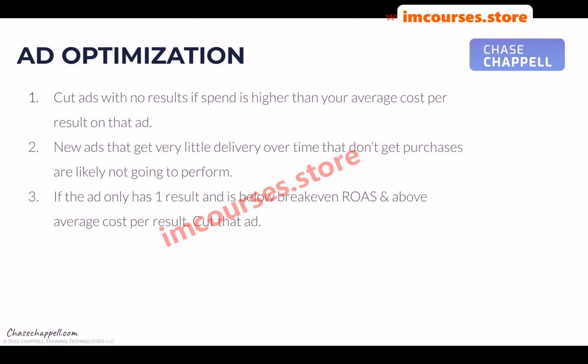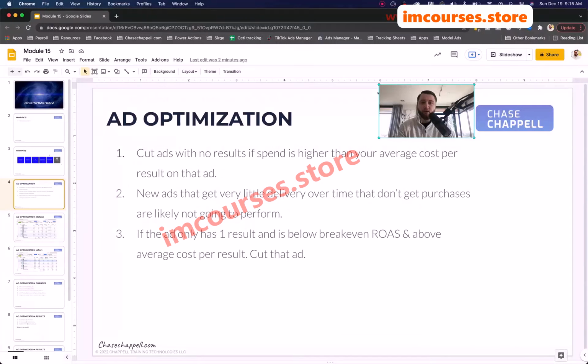And just as a reminder, some of the optimizations that we follow in terms of our rules are cutting ads with no result if spend is higher than your average cost per result on that ad. We also look for new ads that get very little delivery over time because those that don't get any purchases are not likely going to perform. So if you launch a new ad across multiple ad sets and it's getting a couple dollars spend, very little spend across all the ad sets, but when you take the average spend for all of those and combine them and you have no purchases, it's a good indicator that it's likely not going to perform.